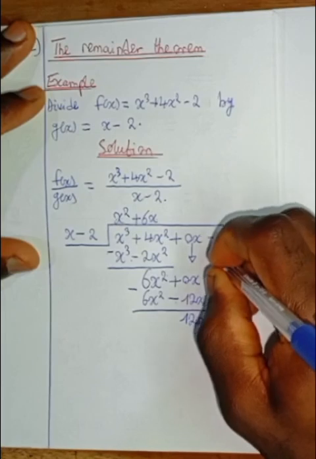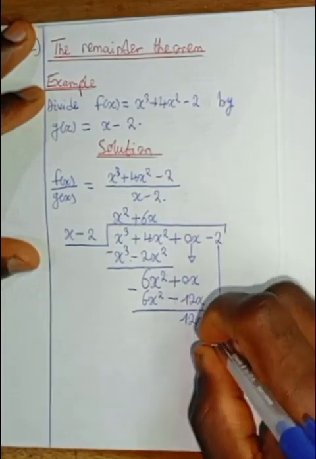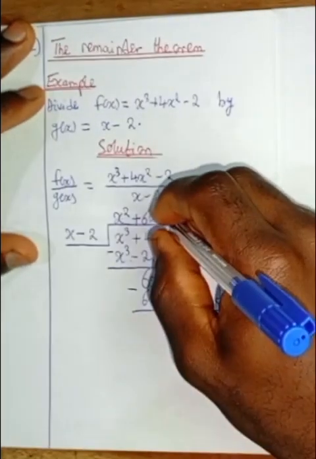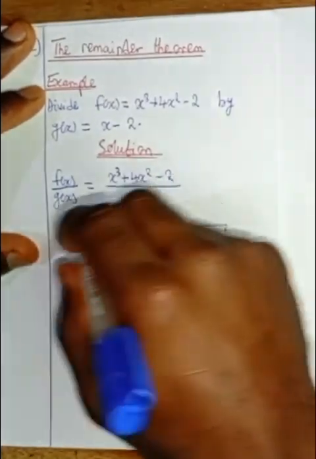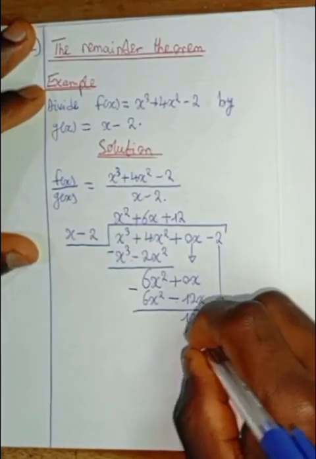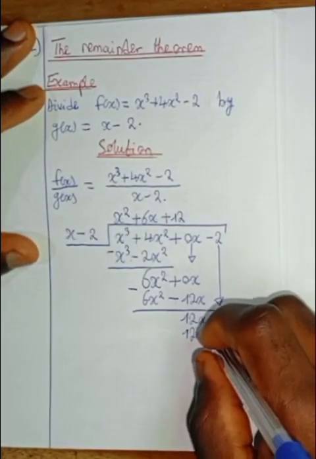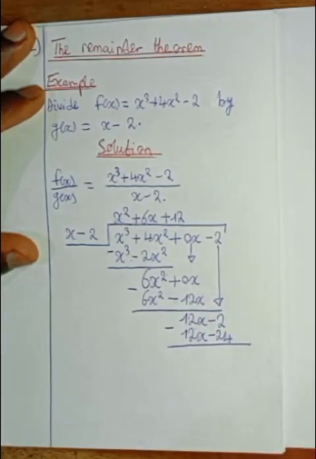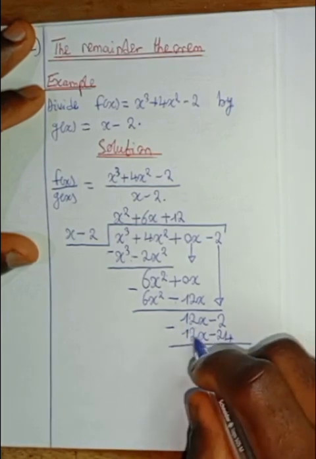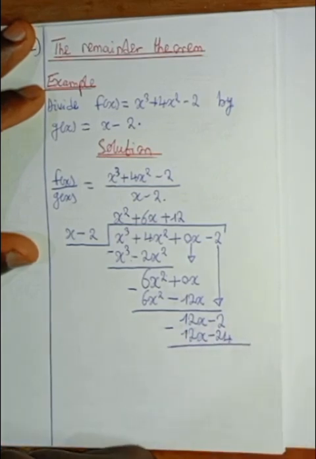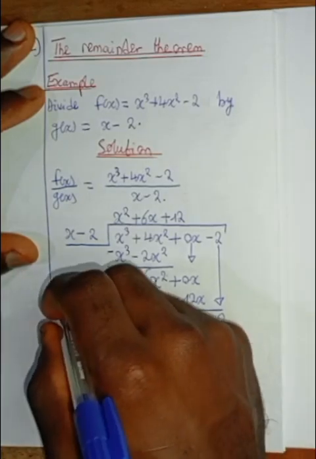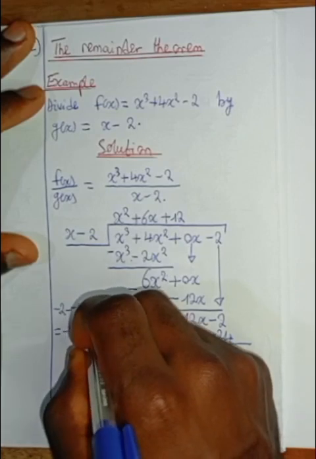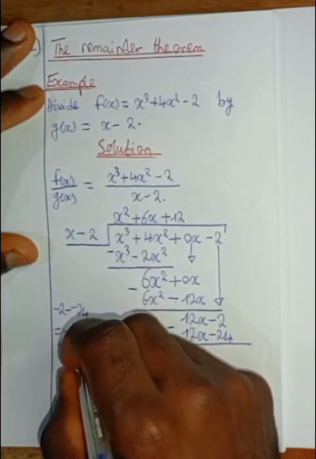Next step, we are going to bring down negative 2. 12x divided by x gives us plus 12. 12 times x gives us 12x. 12 times negative 2 gives us negative 24. Next step, we subtract. 12x minus 12x gives us 0. Negative 2 minus negative 24 is the same as negative 2 plus 24, which is equal to positive 22.